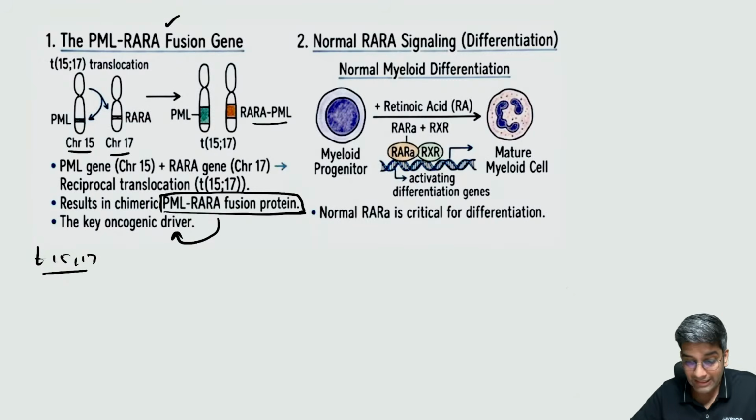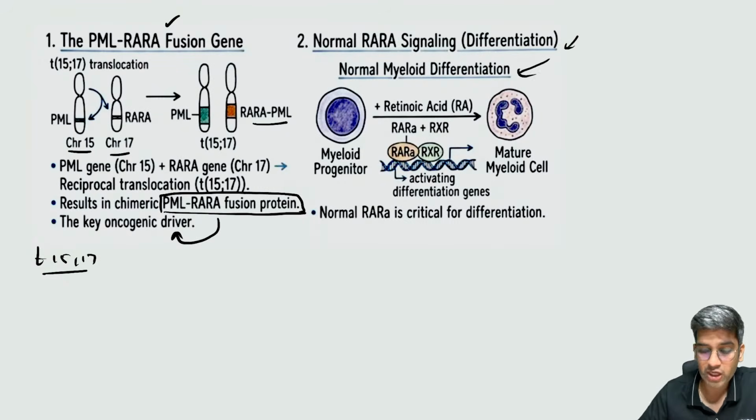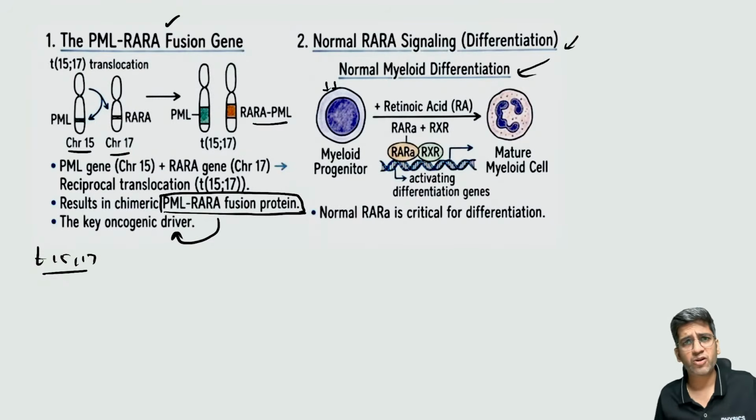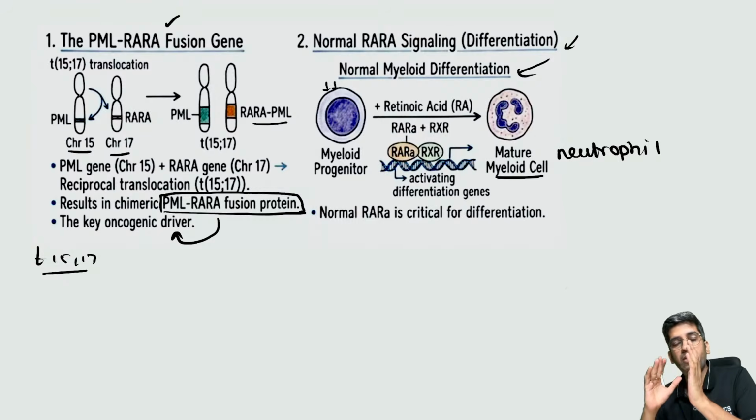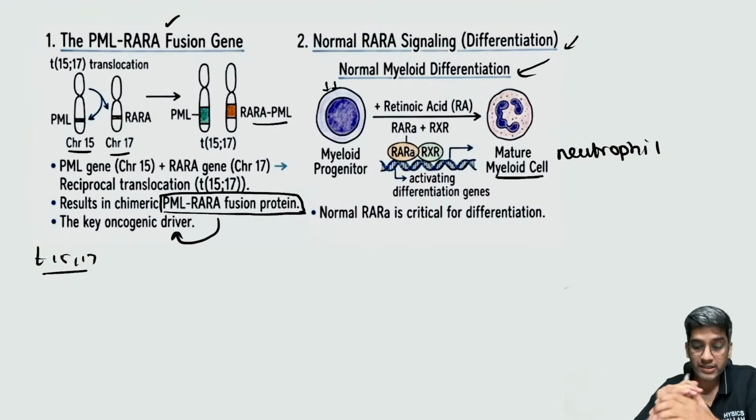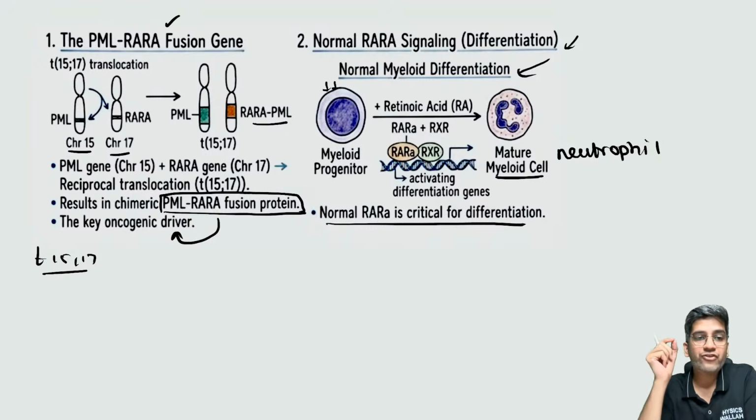And in the myeloid series, RARA signaling is very, very important for normal myeloid differentiation, which means from a blast, you can call it a myeloid progenitor, to a mature myeloid cell, which is nothing but your neutrophil. For me to convert it from a blast to a neutrophil, I need this. Normal RARA is very, very critical for differentiation. This is a very important point. It can come in your reasoning question as well.